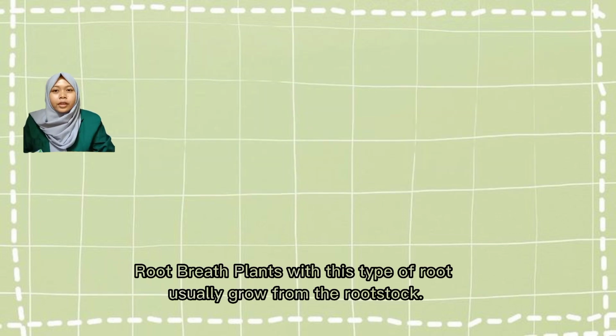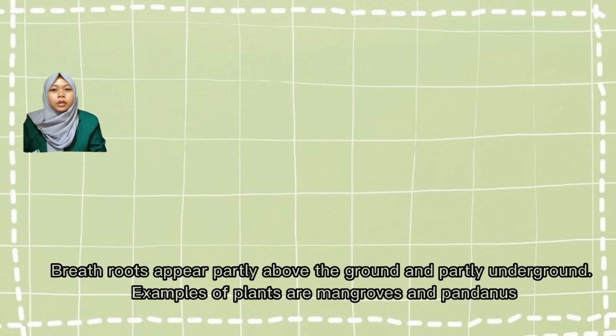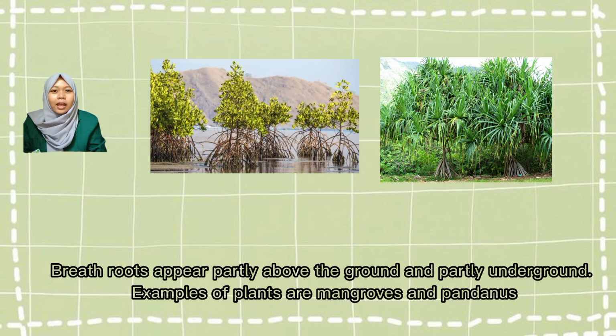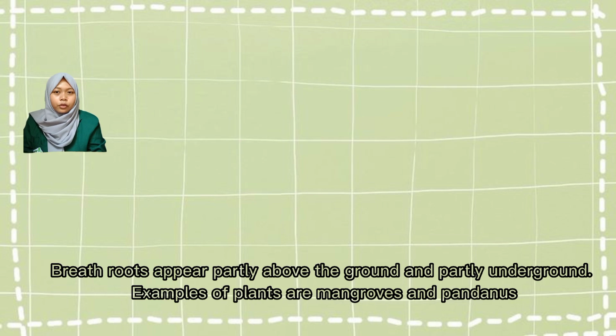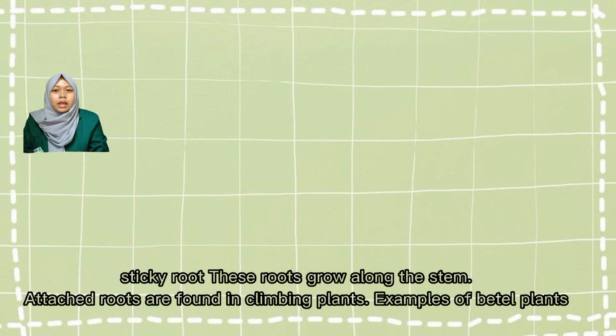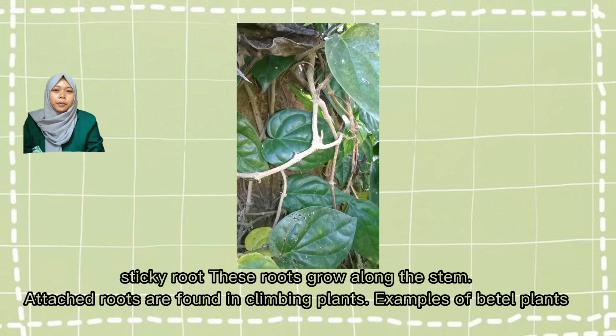2. Breath root. Plants with this type of root usually grow from the rootstock. Breath roots appear partly above the ground and partly underground. Examples of plants are mangrove and pandanus. 3. Sticky root. These roots grow along the stem. Attached roots are found in climbing plants. Example of betel plants.